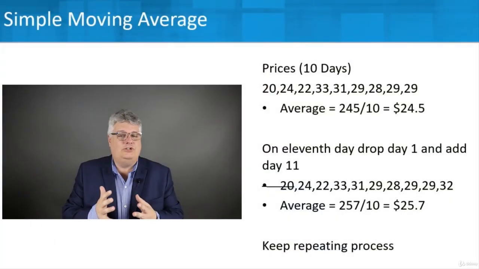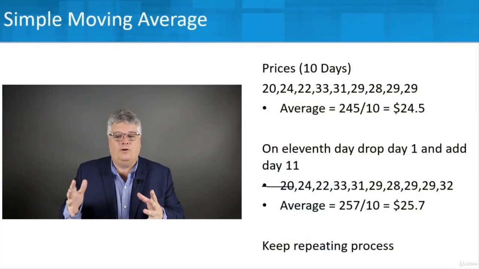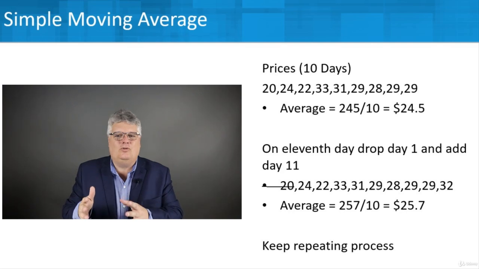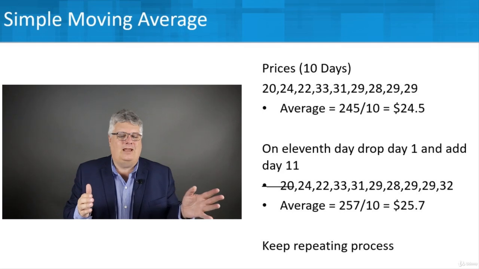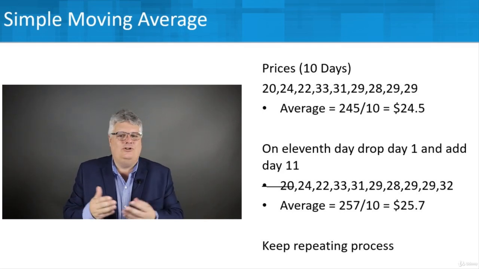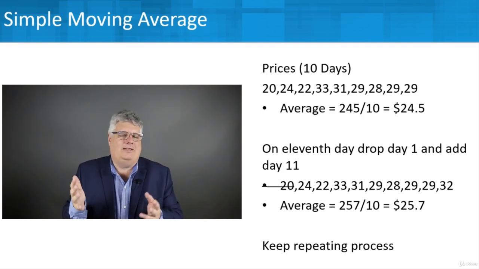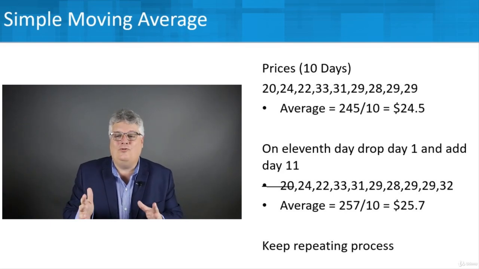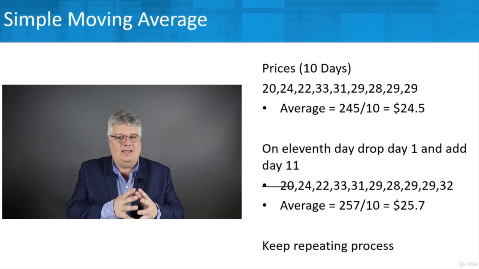A simple moving average is basically looking at prices over a time period. In this example, let's say we were looking at the price of a security over 10 days, and you can see the prices at 20 and 24 and 22, and you're going back, the most recent price would be 29 to the far right, and you go to the left, and 10 days ago was at 20. So you do the average, this is a basic math problem, right? You add up the numbers, you divide it by 10 periods. The average is 24.5, right?